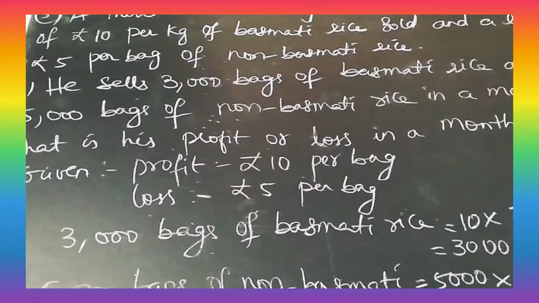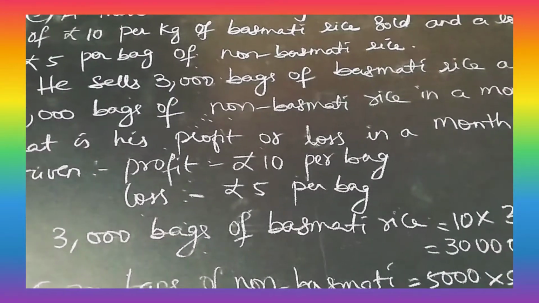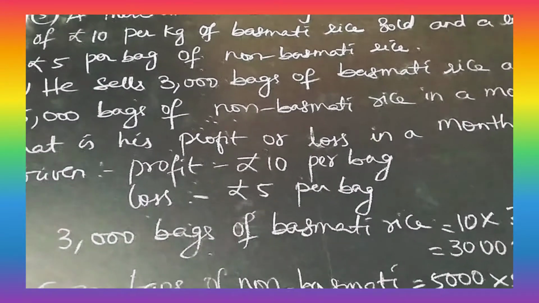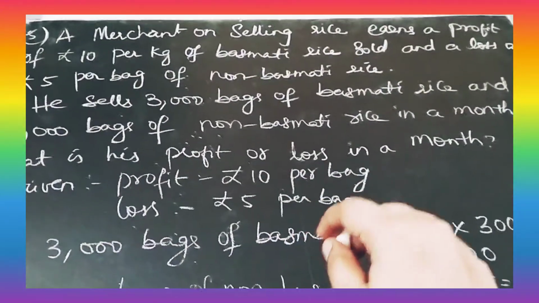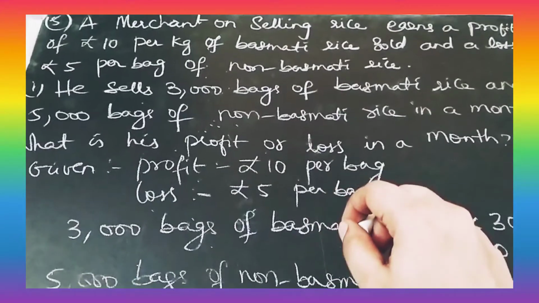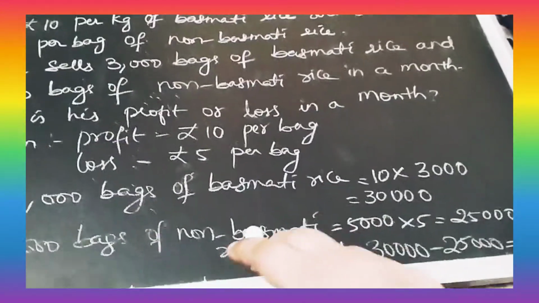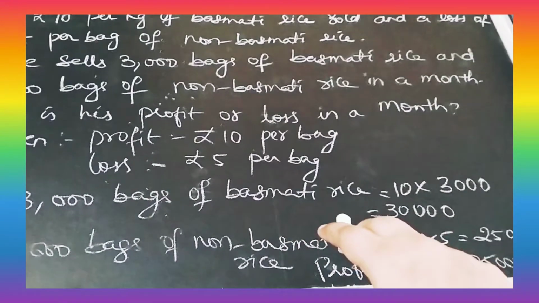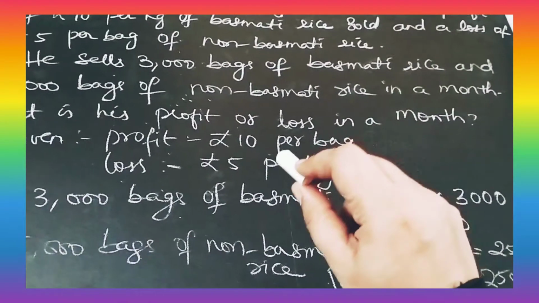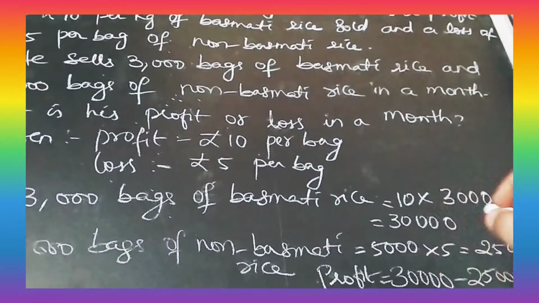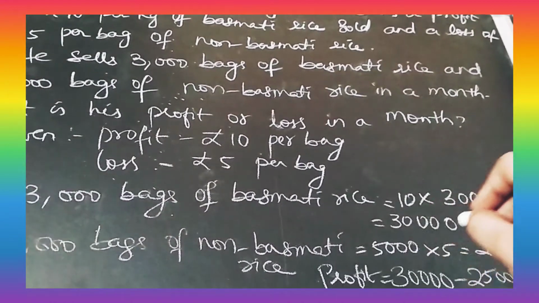So what is his profit or loss in a month? First given, what is the profit here? Rupees 10 per bag of basmati rice. Loss is rupees 5 per bag of non basmati rice. So 3000 bags of basmati rice means we have to multiply this 3000 with rupees 10. When we multiply 10 into 3000, it is 30,000.